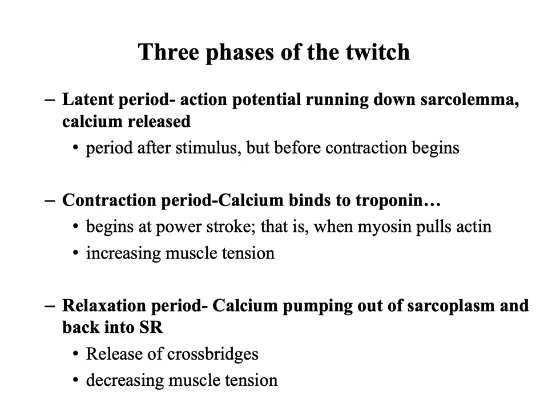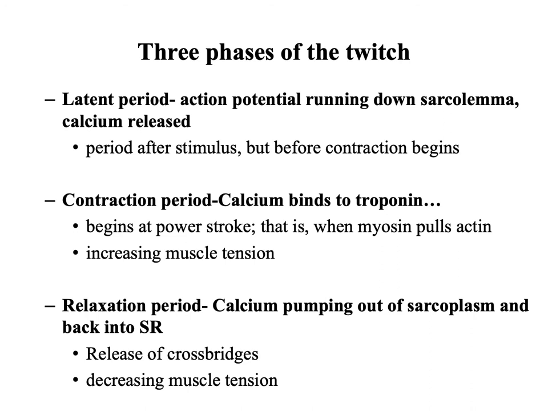You have a period where that action potential is running down the cell membrane and calcium is released, but it hasn't met the troponin yet. So that initial zap causes the gates to open like dominoes, going down that T-tubule and meeting the sarcoplasmic reticulum, and calcium is out. But calcium hasn't found the troponin. That's called the latent period. Something's happening, but the muscle's not contracting yet.